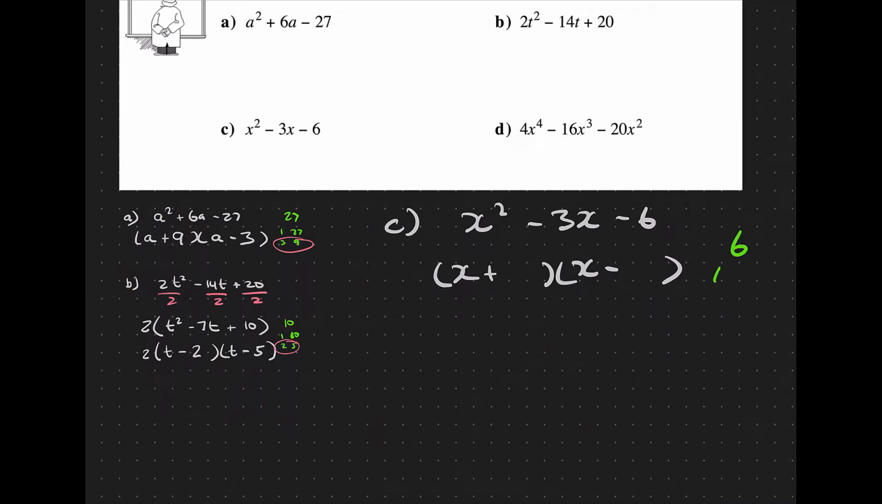Our product is 6. So what makes 6? 1 and 6, 2 and 3. And they need to subtract to equal 3. So 3 minus 2 is 1, so we can't use that. And 6 minus 1 is 5, and we're trying to get a 3, so I can't use that. So in this case, not possible.